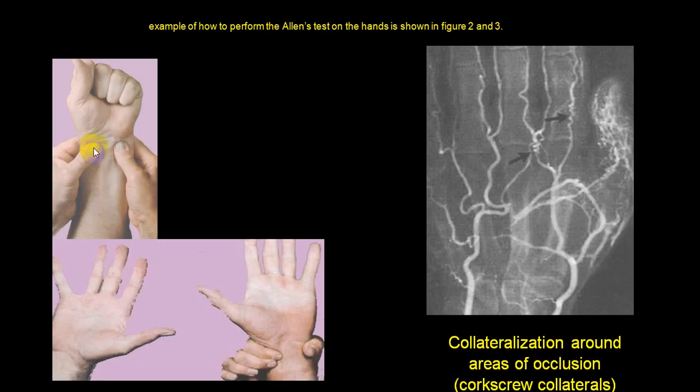This is typical. You are compressing both and you are releasing one. And you look for the recovery of a paleness. See here, there is a paleness. If it takes a longer time to recover, whichever artery we have released, that artery is occluded. And this is a very useful, simple test. It cannot replace arteriography, but you can utilize before arteriography, and that is called Allen test.